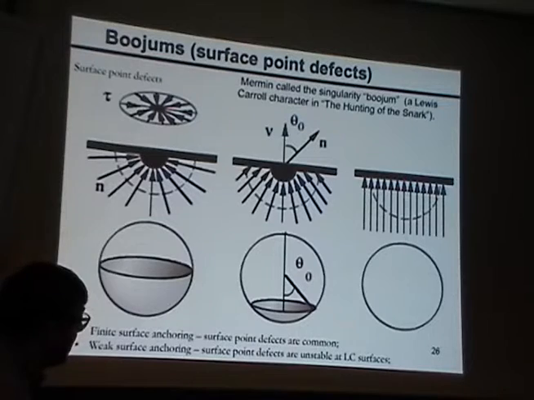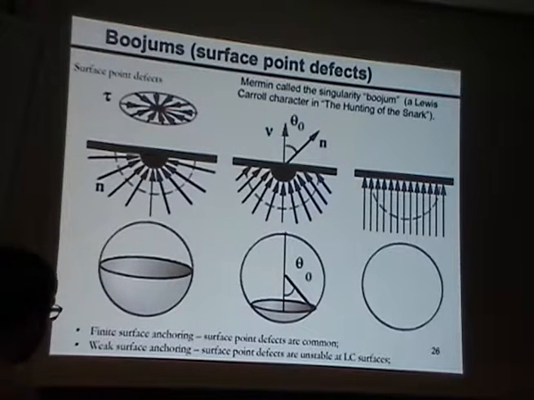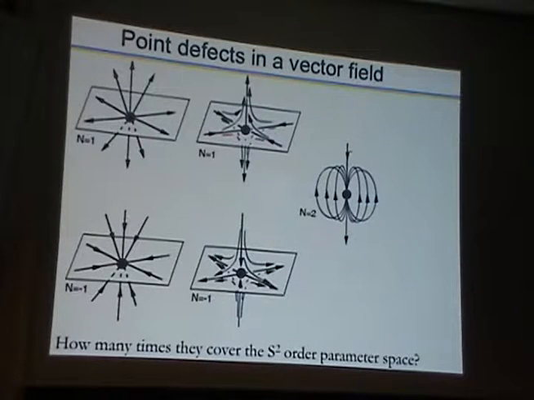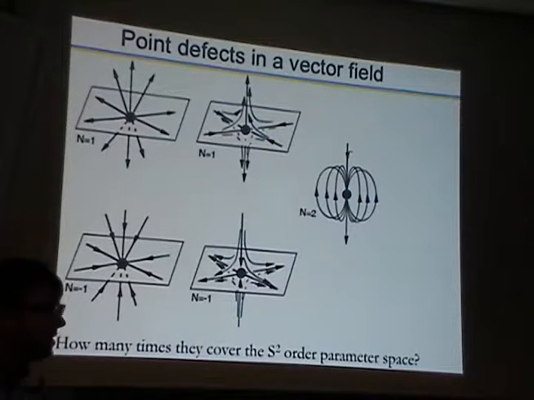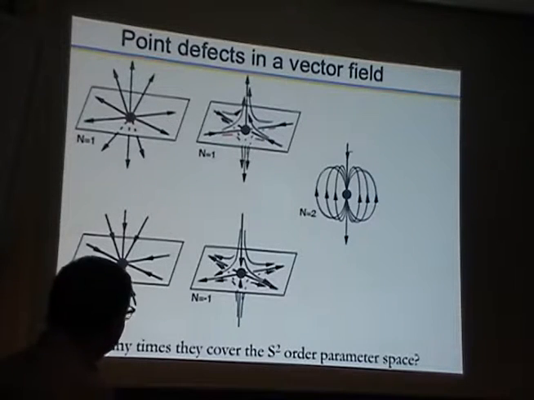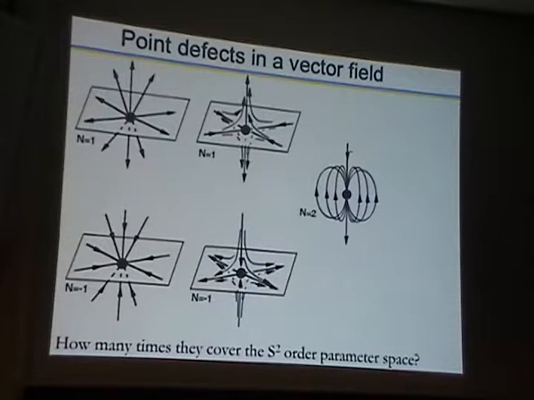If the liquid crystal director wants to be perpendicular to the surface, or if it does not care at which orientation it's oriented to this interface, then we cannot have those types of point singularities, the Boojums, at the interface. We can also have point defects in the bulk of liquid crystals, and it's useful to start introducing those point defects through the analogy with point defects in vector fields. So here you can see the different types of point defects in vector fields.